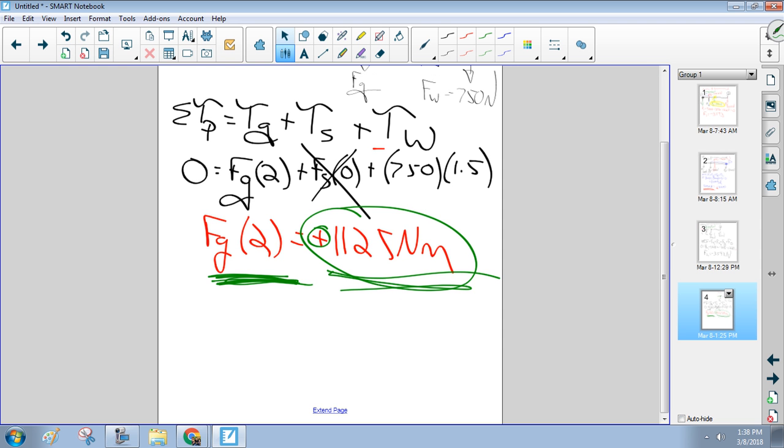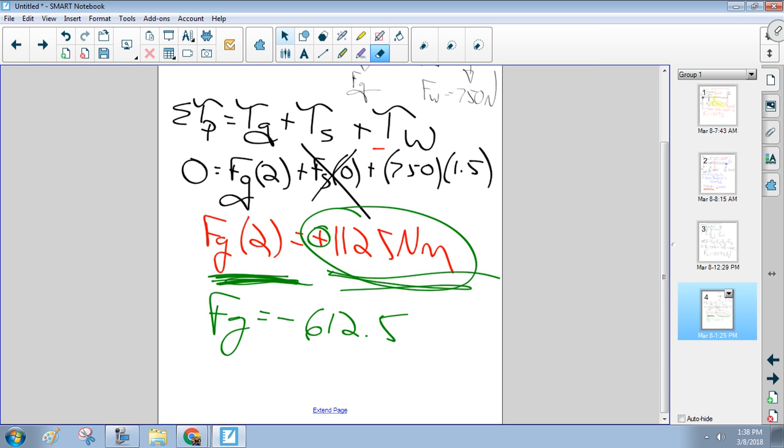So solve it. Your force of gravity ends up being negative, whatever half of that is. What, 612.5? That's not at all right, is it? How about 662.5? 675, math. How about 562.5? Is that right? Yeah. Cool.